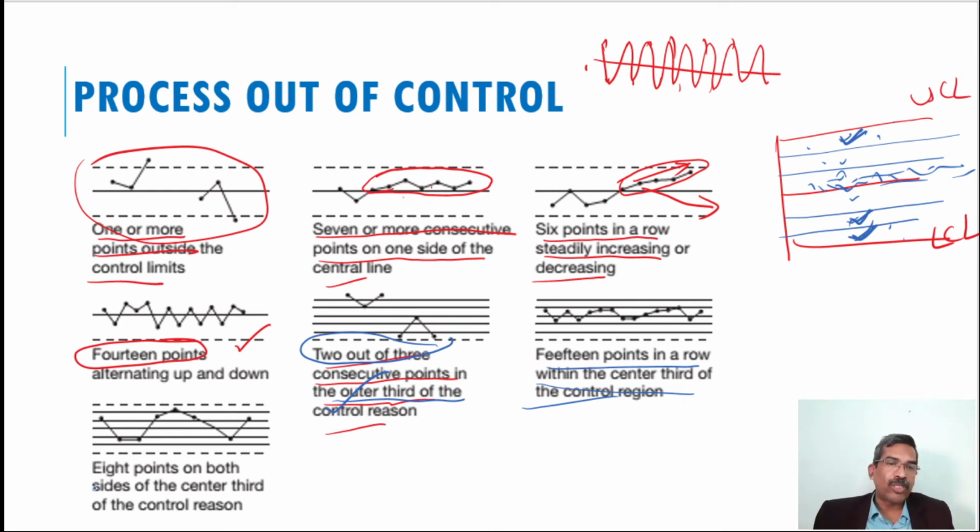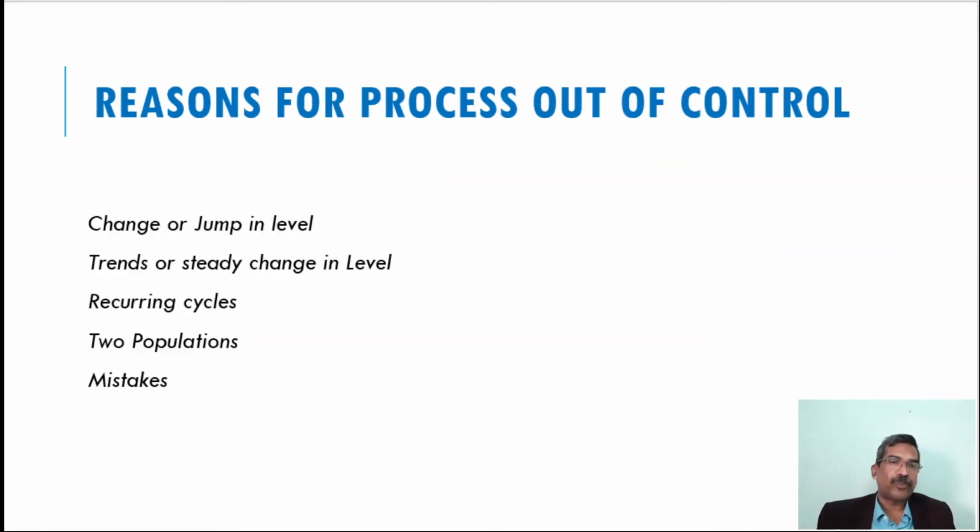Then 8 points on both sides of the center third of the centroid. So continuously 8 points outside the center third on one side or the other side will be considered out of control. So if this type of data pattern exists, that means the process is out of control and we should check the process.